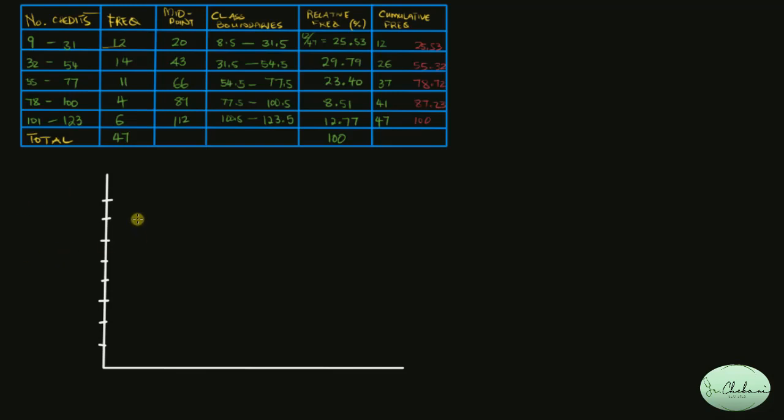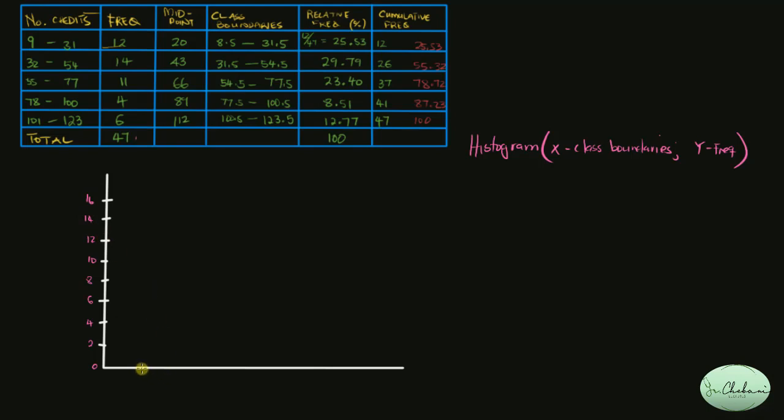Okay, so now we are going to construct our histogram. For a histogram, on the x-axis we are going to have our class boundaries, and on our y-axis we can have our frequencies or relative frequency. In this instance, on the y-axis we'll use our frequency. We'll start at 0, then 2, 4, 6, 8, 10, 12, 14, 16.